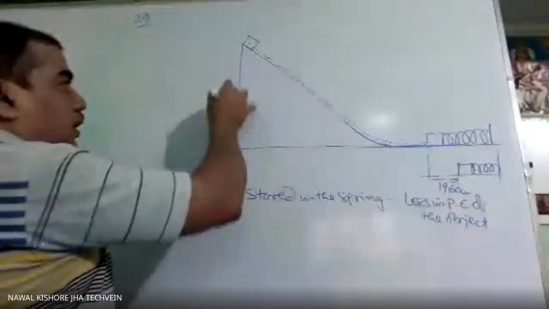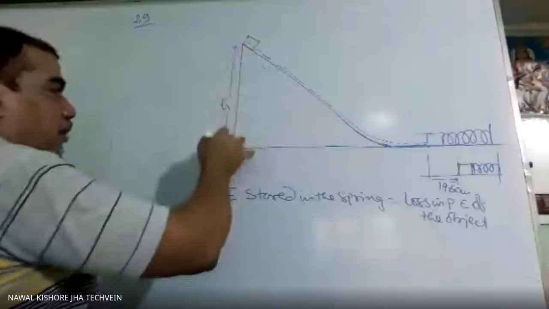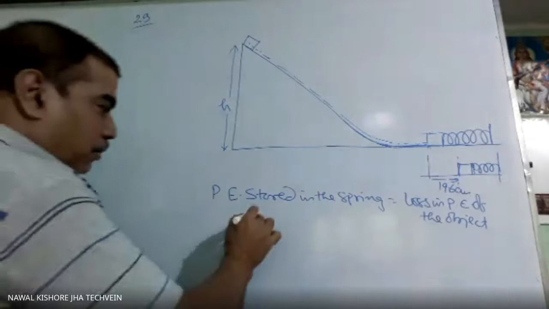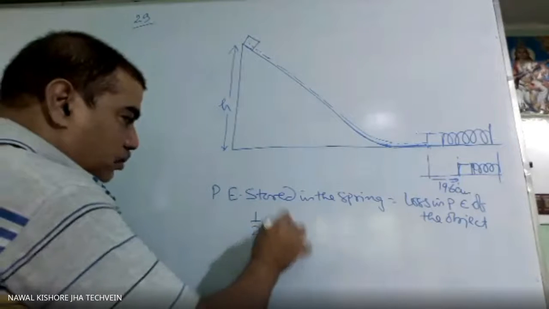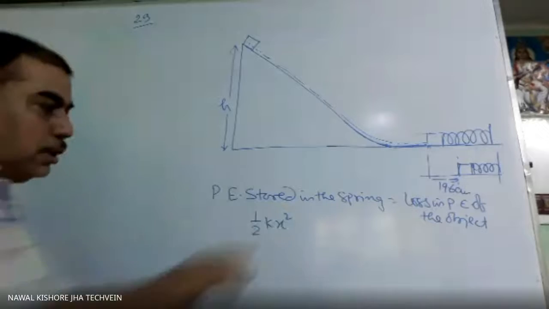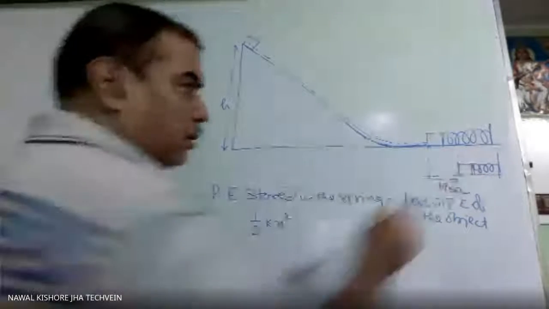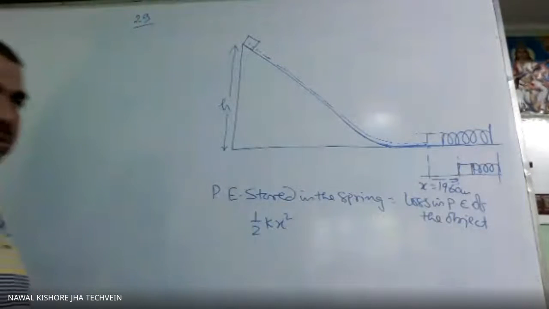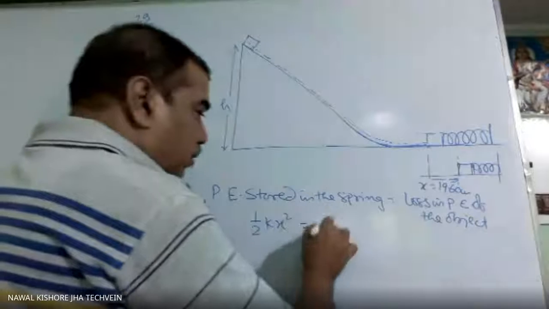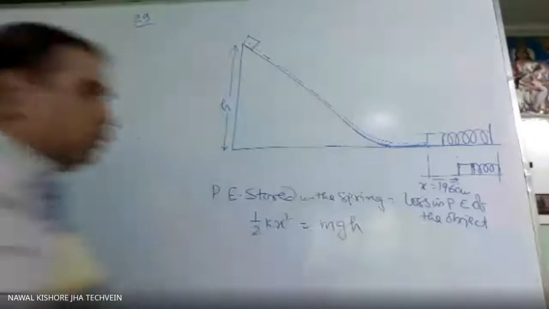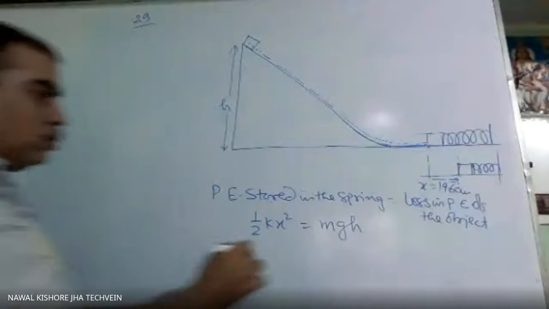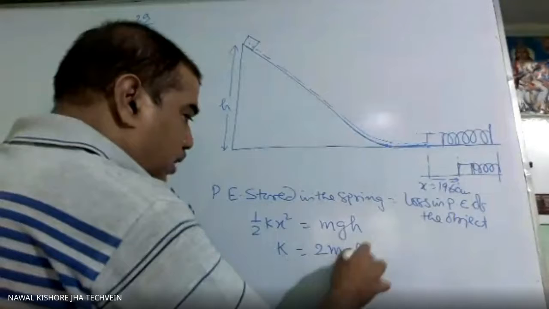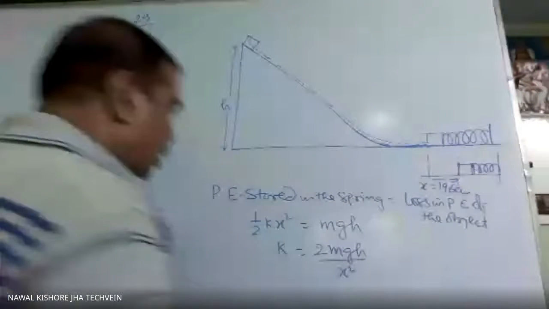So if this object is falling from this height h, and this will be half kx squared. Spring constant you are asked. x is given, the compression. This x is given as 19.6 centimeter. So this half kx squared must be equal to mgh. This k you are asked: k equals twice mgh over x squared.